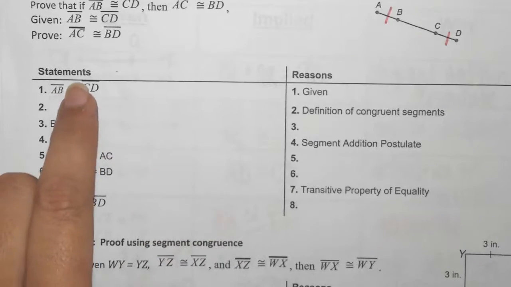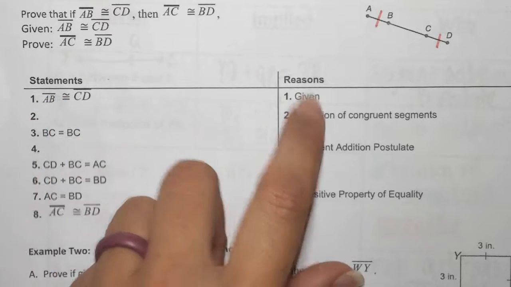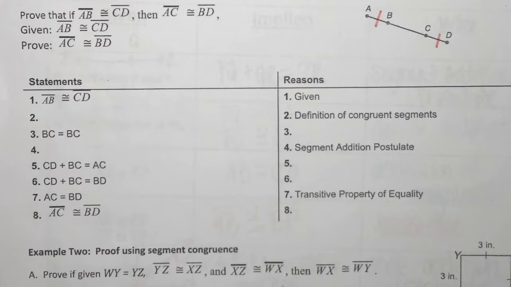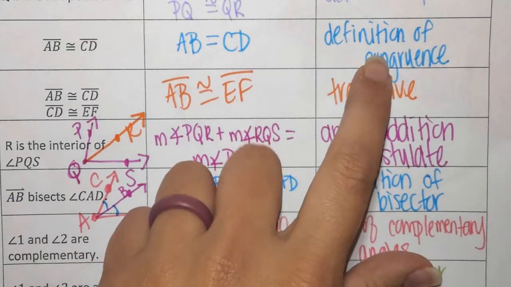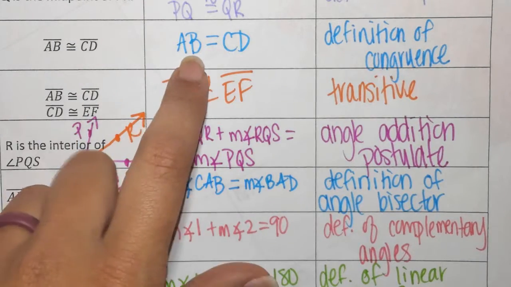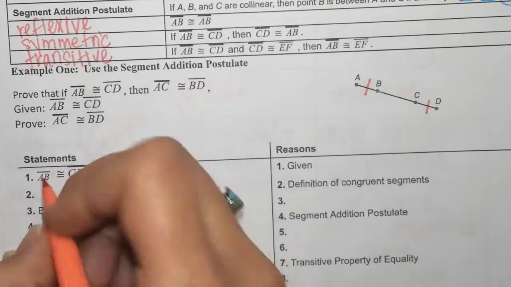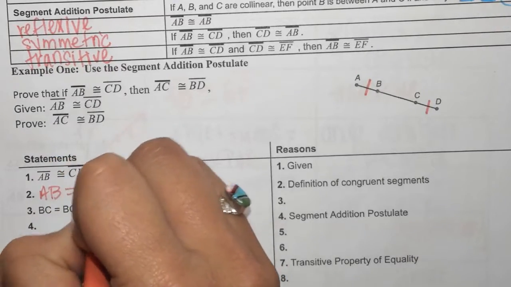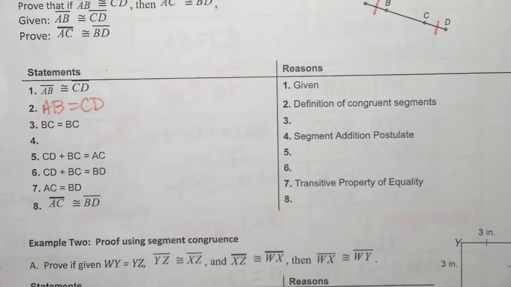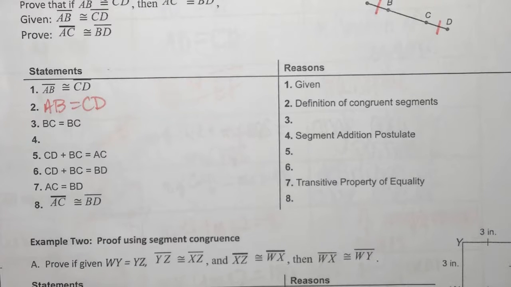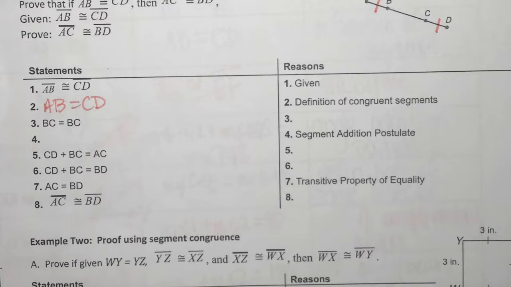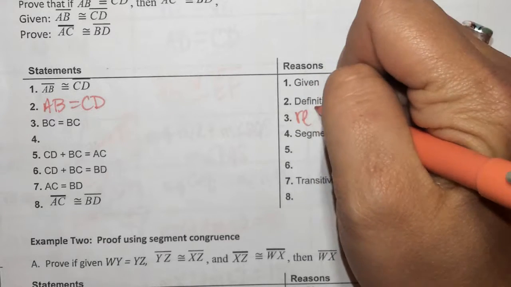Alright, so we are given that AB is congruent to CD. And it says given. So definition of congruent segments means that we would write what next? What did we write right here? Definition of congruence, we went from this to? Okay, so we would just say AB equals CD. I'm on number 3. What is number 3? Reflexive. Yes, that is the reflexive property.